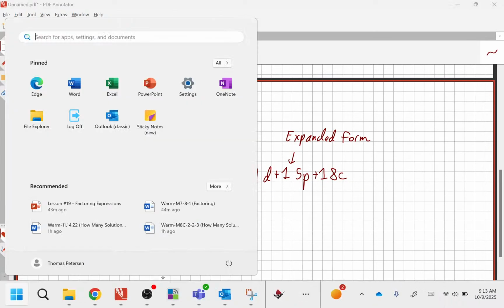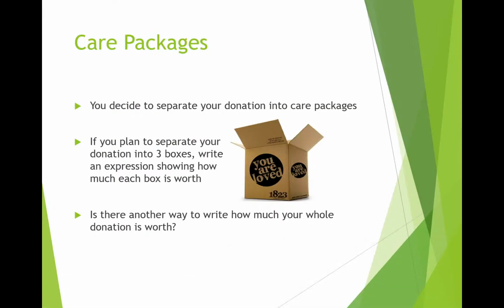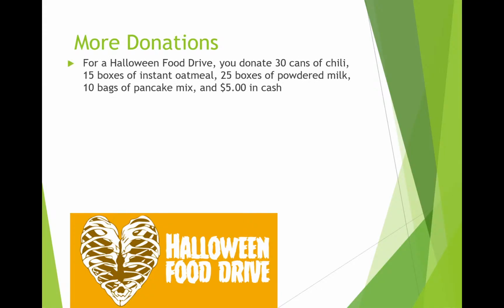Let's look at some examples here. There's another story here. For a Halloween food drive, you donate 30 cans of chili, 15 boxes of instant oatmeal, 25 boxes of powdered milk, 10 bags of pancake mix, and $5 in cash. Those are all things that they really do need. Like people always give canned goods to these food drives, but it turns out that instant oatmeal, powdered milk, pancake mix, and cash are the best things that you can give them because you can do a lot with them, and it's just less sad than a can of green beans.